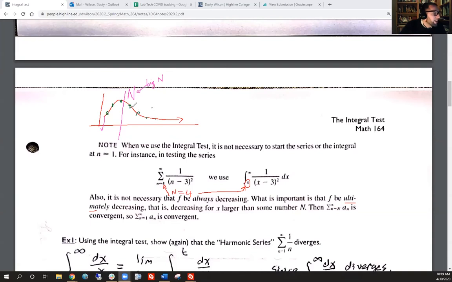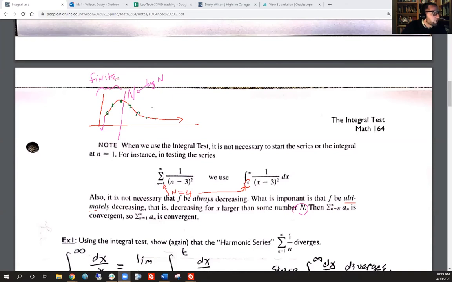So after big N, the function is always positive, it's always decreasing, and basically you run your integral test from whatever that point is forward. As long as the sum from little n equals big N to infinity of a_n is convergent, so is the sequence from n equals 1 to infinity, because the early stuff would be a finite sum, and we know that will converge.